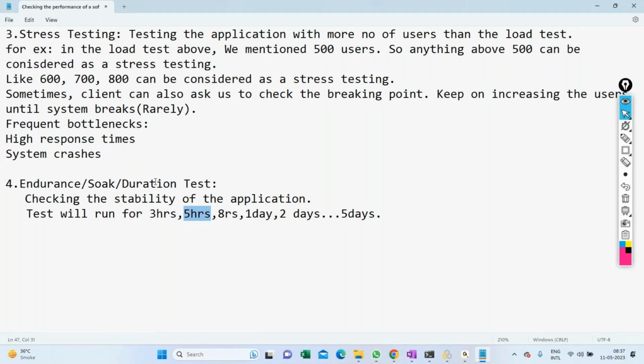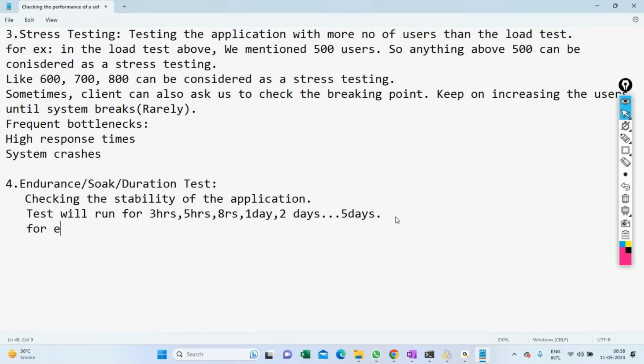So what are the important things why we have to run this endurance or soak test is to check the stability. What do you mean by stability? When you are running a test for longer duration, how the application is behaving in the first 1 hour, how the application is behaving in the second 1 hour, how the application is behaving in the third 1 hour, like that.